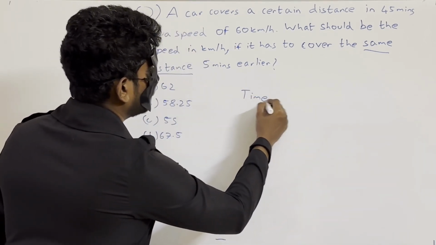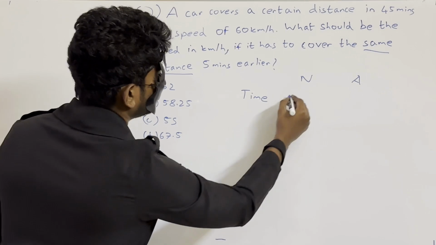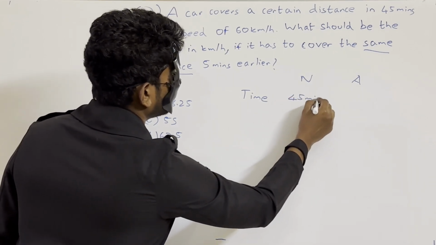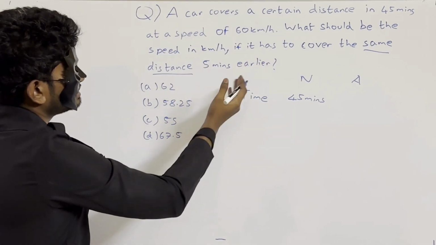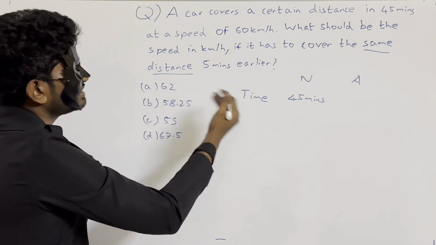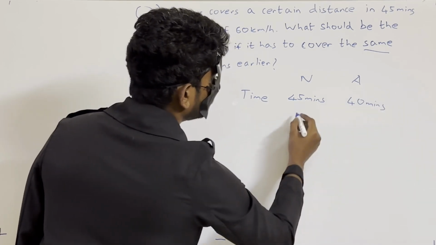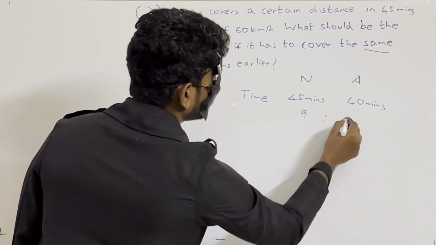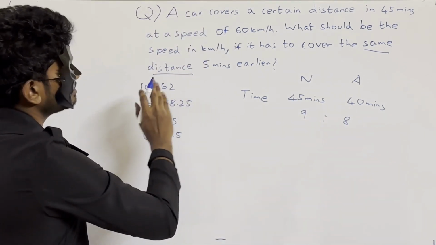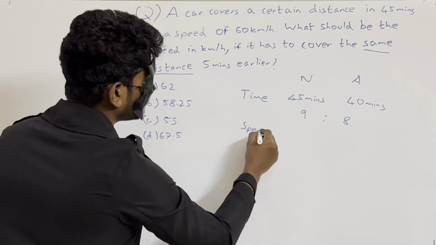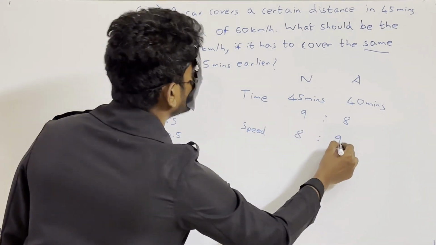Let's take time: normal, abnormal. He is taking 45 minutes initially. Abnormal, that is, he has to travel 5 minutes earlier, so he will be traveling in 40 minutes. What is the ratio? It's nothing but 9:8, right? 45 and 40. Now, he has to travel the same distance. So what will be the ratio of the speed? It will become inverse, right? When distance is fixed, the speed ratio will become inverse, 8:9.